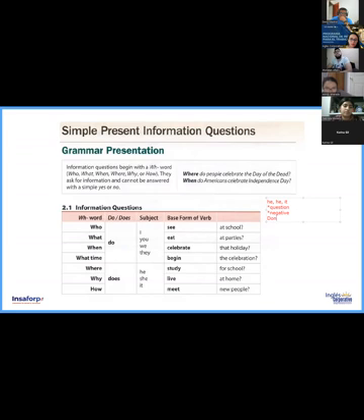Lo voy a escribir acá. Don't add S and ES to the verb. En el caso de he, she, it, recordemos que cuando tenemos I, you, we, they, no le agregamos nada, right? Ahí no pasa nada. ¿Estamos bien, Emma?